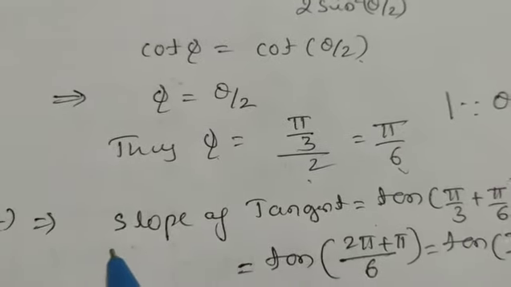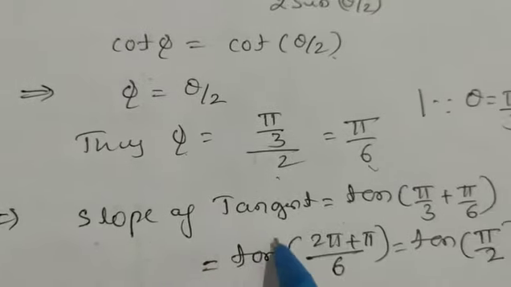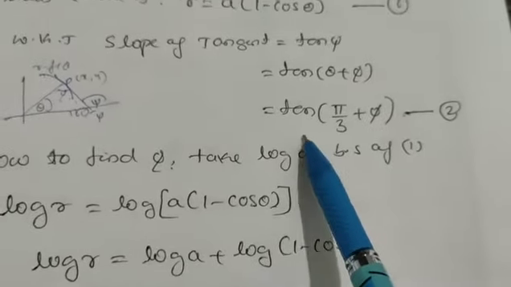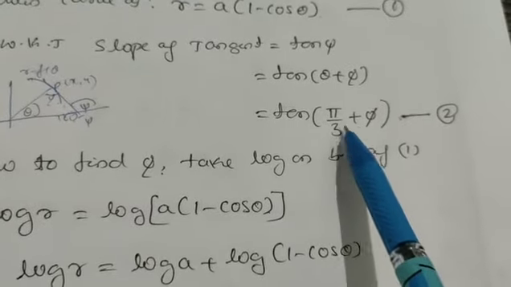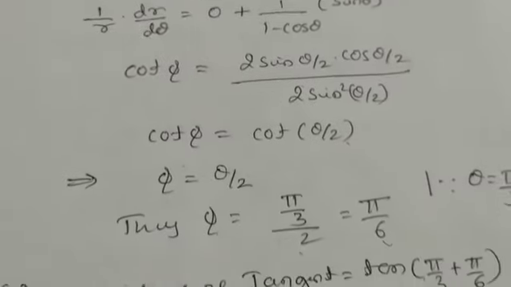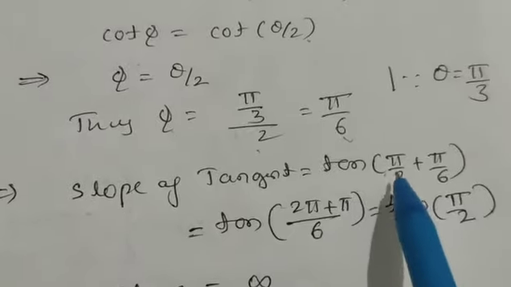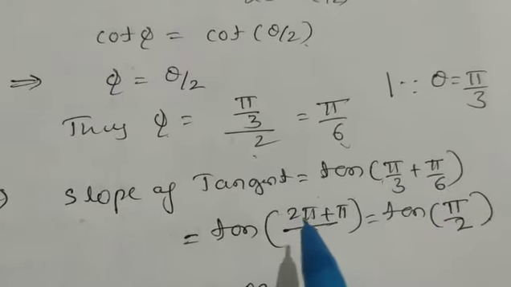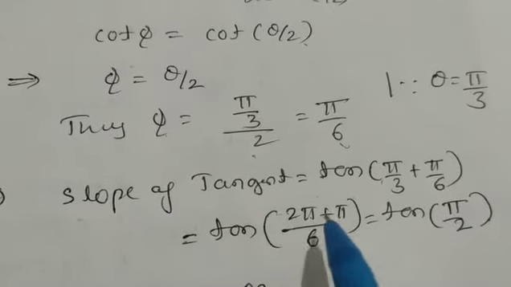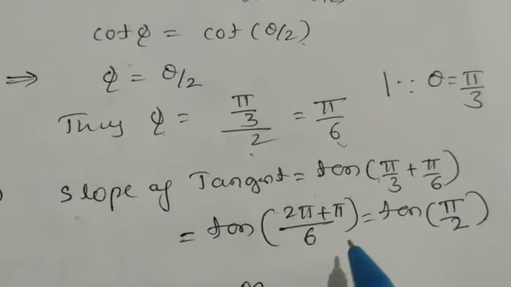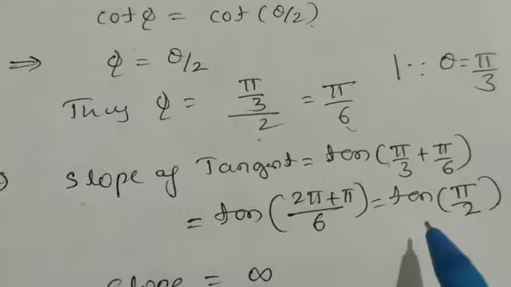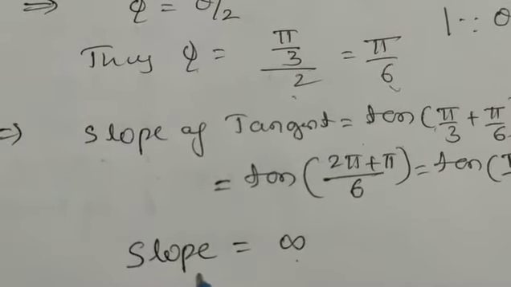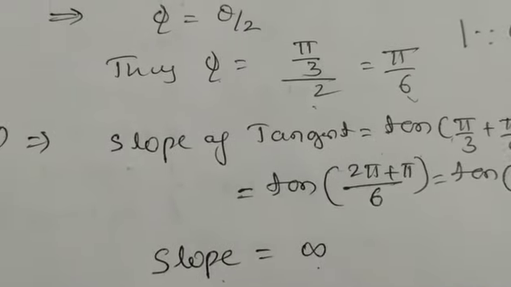Now substitute in equation 2, slope of tangent is tan psi. From this equation 2 we have tan psi equals tan of pi by 3 plus phi, where phi is pi by 6. Add these, take LCM as 6, cross multiply: 2 pi plus pi is 3 pi by 6, that is pi by 2. You know tan 90 is how much? Infinity. This implies the slope of the tangent to the curve is infinity.